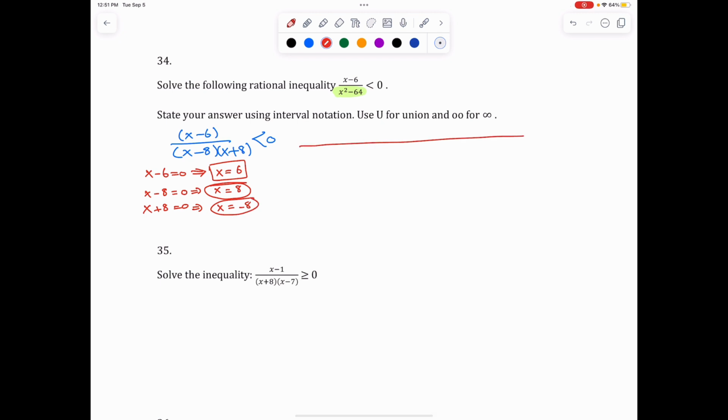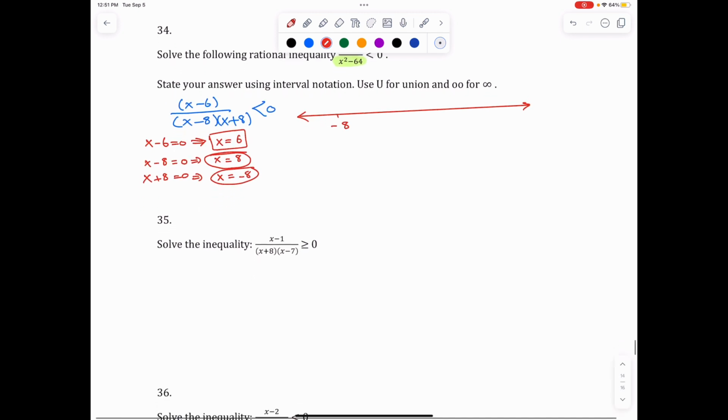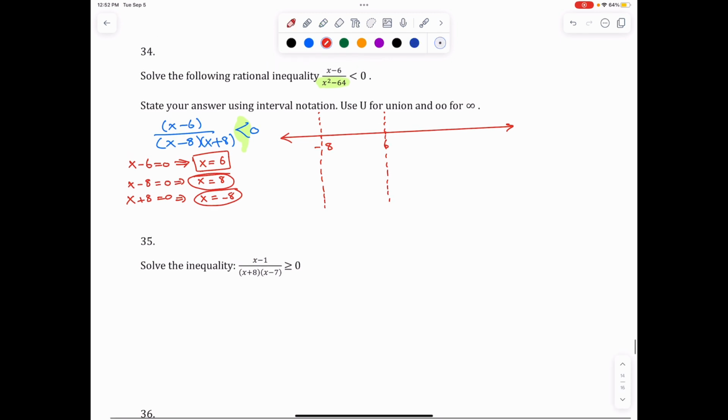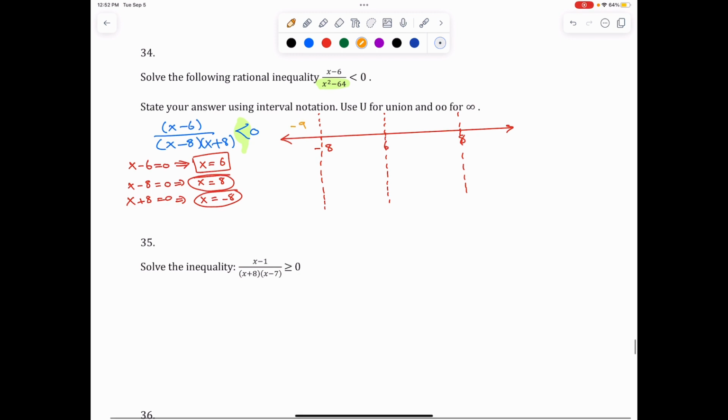On the number line now, an open number line, I'm going to begin with the smallest number, which is negative 8, and that is not included. So I'm going to have a dotted line there. And then 6 goes next, and that is also dotted because the inequality sign doesn't have an equal. And then the last one is 8, which is going to be dotted as well because it comes from the denominator. So now I'm going to pick a testing point, negative 9 from the first interval, 0 from the second interval, 7 from the third interval, and 9 from the last interval.